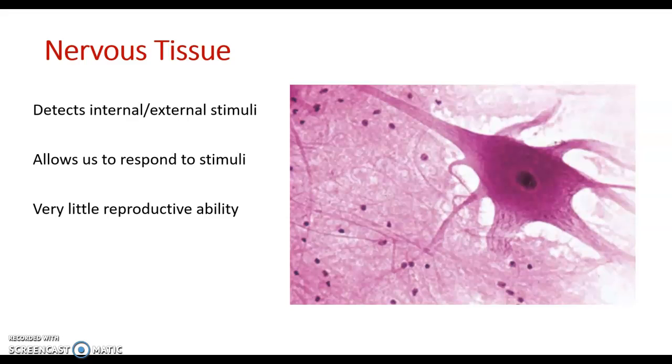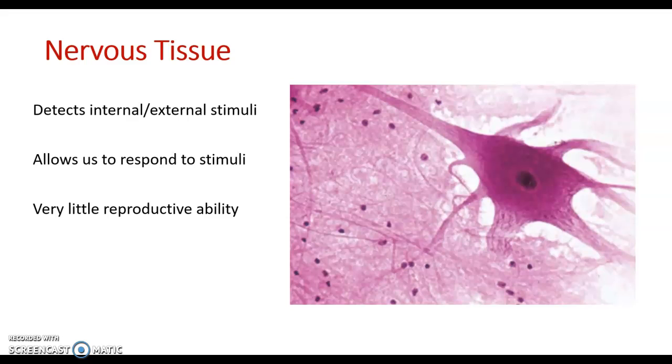Nervous tissue makes up our nervous system, including the brain, spinal cord, and our nerves. And this is what enables us to detect and respond to stimuli in our environment, which, as we recall, is one of the things that makes us living. There are 2 types of cells that make up nervous tissue.